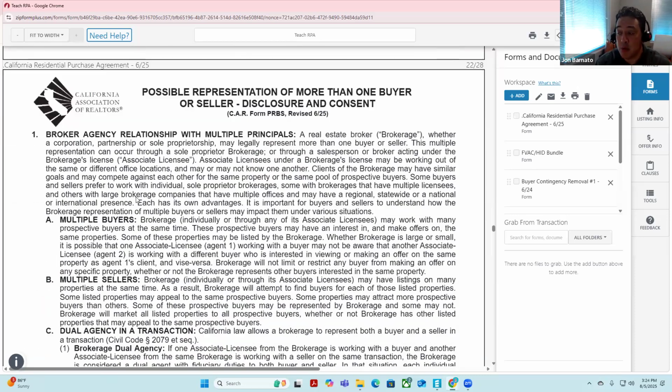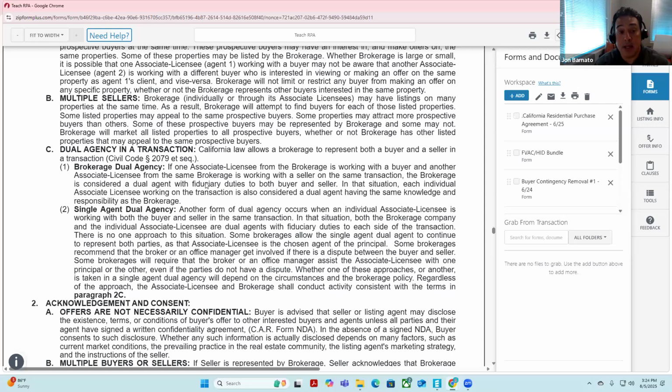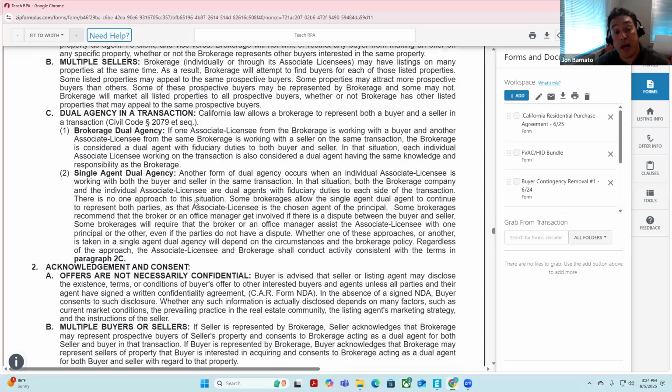Possible representation of more than one buyer. I've got to touch on this a little bit. This is talking about dual agency. This says, buyer, I have the right to represent other buyers on the same house. This says I have the right to represent other buyers and write offers on the same property.